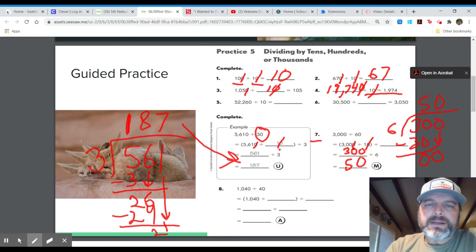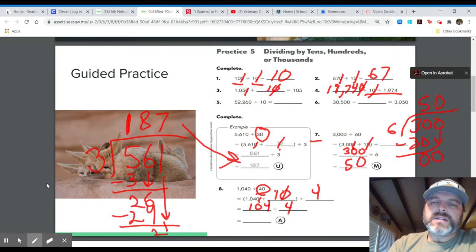All right. The last part, number 8, we're going to divide this out. So we're going to break it up. Remember, we broke it up into 10 and 4, because 4 times 10 is 40, right? So the first thing we do is get rid of a 0. And that's 104 divided by 4. And then the last part, we're going to divide that.